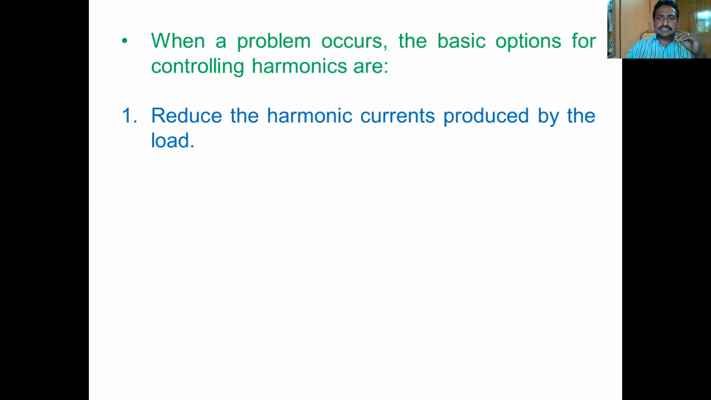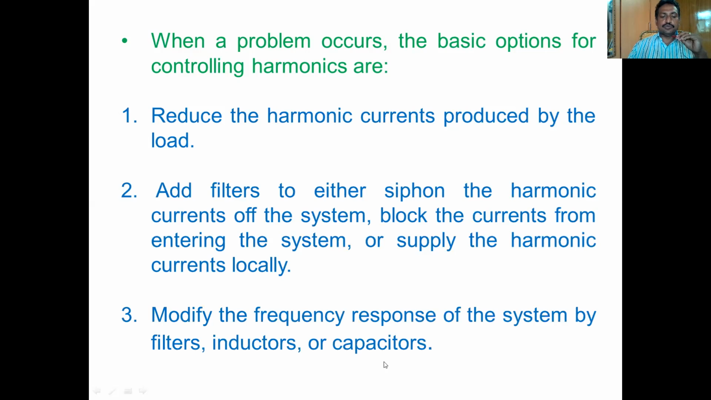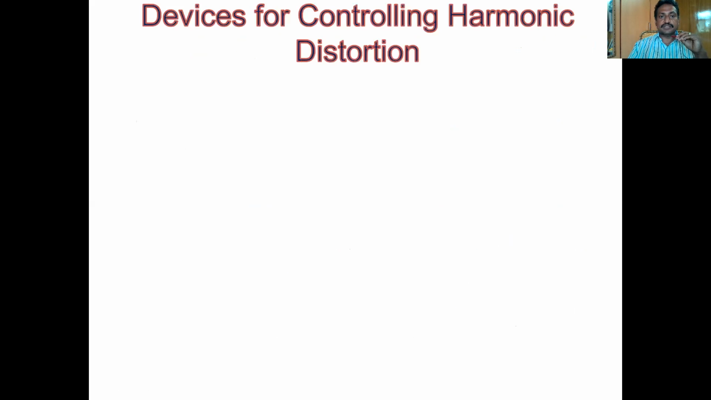When a problem occurs, the basic options for controlling harmonics are first, reduce the harmonic currents produced by the load; and add filters to either siphon the harmonic currents off the system, or block the currents from entering the system, or supply the harmonic currents locally. So you want to evaluate, you want to see that utility side. Modify the frequency response of the system by filters, inductors or capacitors. You see that all these measurements you should take care.